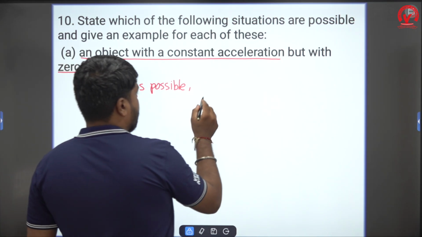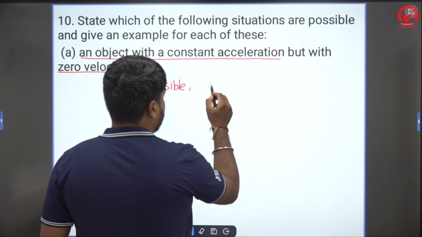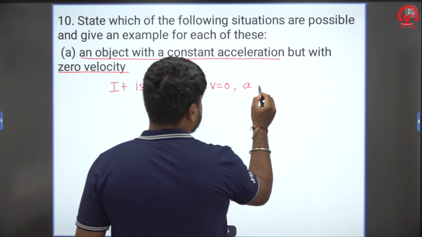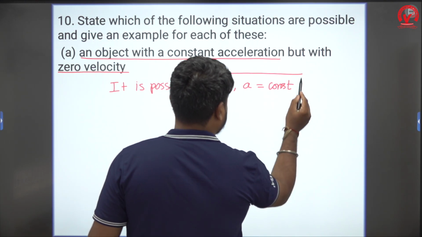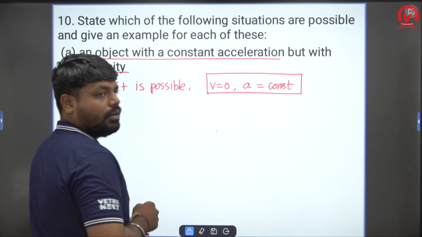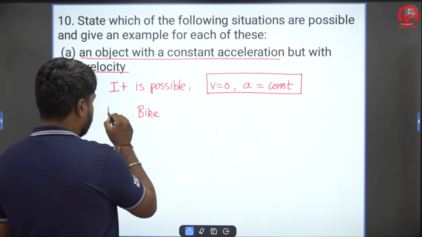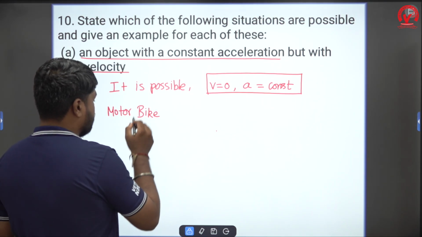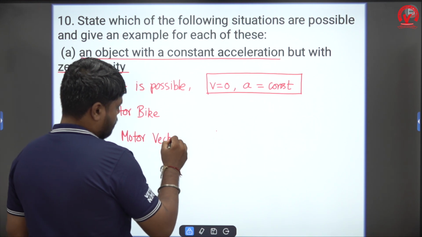So we can say the velocity is zero, acceleration is constant. Yes, possible. For example, a bike. We can say motor vehicles are the best examples.